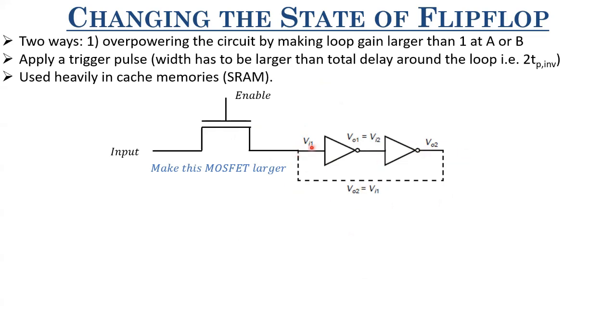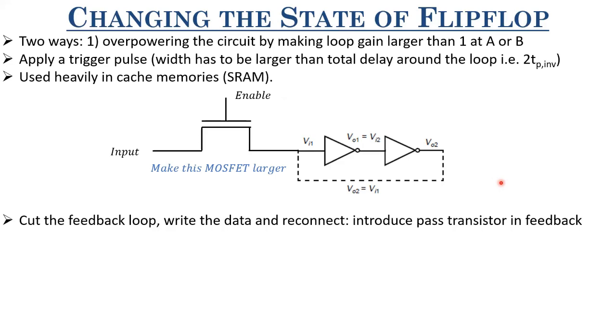Right? So this is one way of changing the state of a flip-flop. There's another way as well, and that is most common. I mean, in embedded systems, embedded memories, that is very common. What is it? We cut the feedback loop. So we just remove the feedback loop, write the correct data, and then reconnect. How can we do that? A simple way to do that is to introduce a pass transistor in the feedback, right? If there's a pass transistor in between, just by the control signal, we can cut the feedback loop. Then we can insert another signal and write the data, and then we can reconnect it by just applying the control signal on the pass transistor.